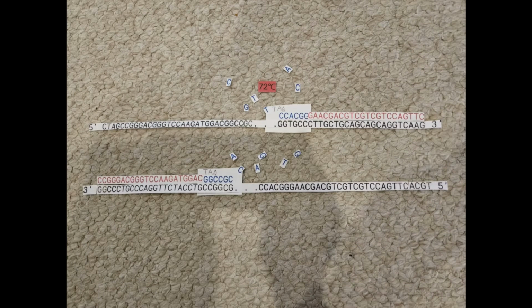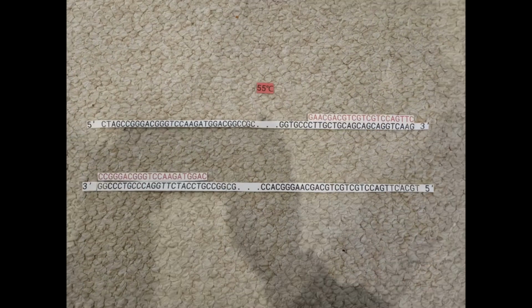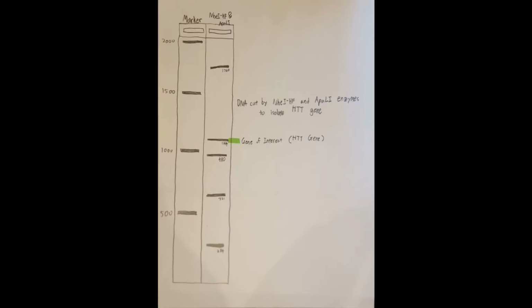Then extension took place when Taq polymerase replicated the gene. This process was repeated many times, resulting in many copies of the HTT gene. Finally, we used electrophoresis to isolate the copies of our HTT gene, which is 1194 base pairs shown here.